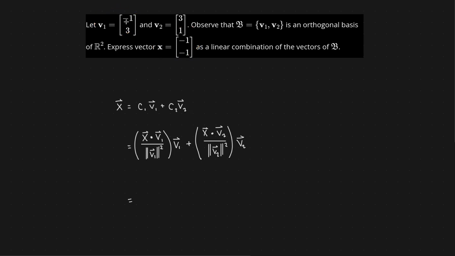If I take the dot product, I get -1 times -1, which is 1, and 3 times -1, which is -3. And in the denominator, I want the norm of v1 squared. So the norm of this is going to be the square root of -1 squared plus 3 squared. So that's going to be 1 plus 9, that's 10. So square root of 10 squared, so just 10. Okay.